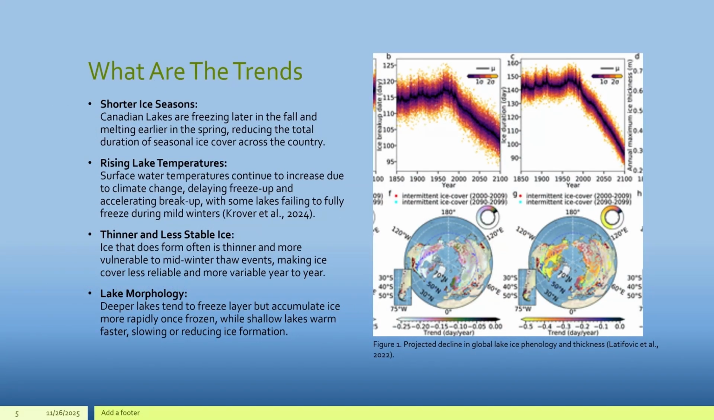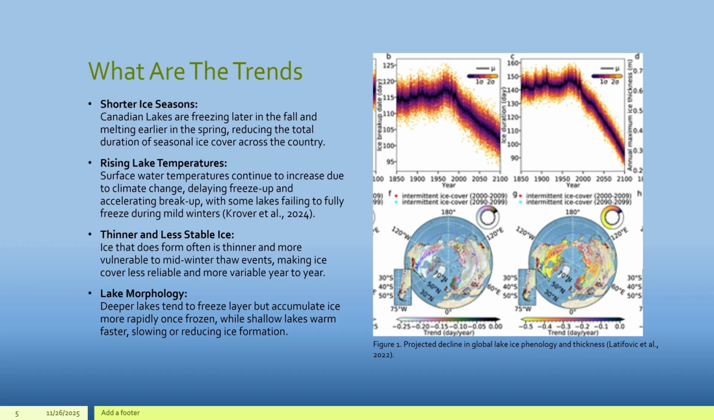What are the trends? Canadian lakes are showing clear climate-driven changes. Freeze-up is happening later each fall, while breakup occurs earlier in spring. This shortens the total ice season significantly. We're also seeing rising lake temperatures, which delay ice formation and accelerate melting. In warmer years, some lakes don't fully freeze at all. When ice does form, it's often thinner and more unstable due to fluctuating winter temperatures.